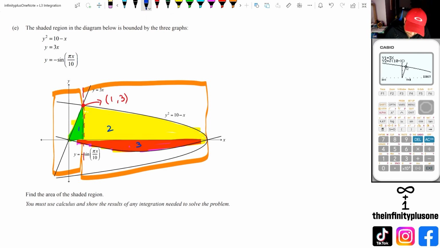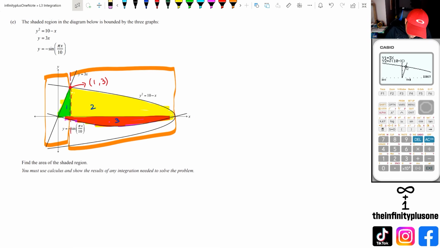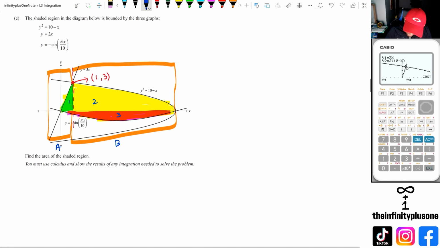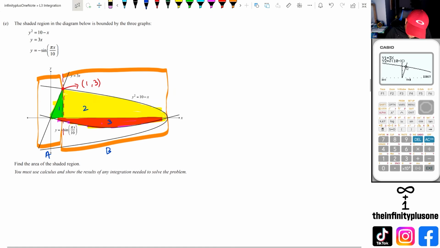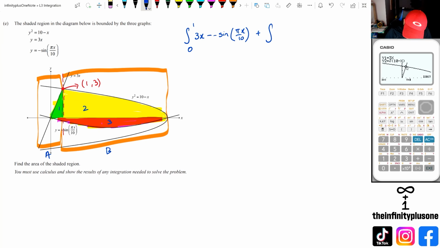Okay, so what that means is I've actually got 2 zones here. I've got zone A and zone B. So with zone A, I am going to do it between 1 and 0, and I've got 3x, which is the straight line, minus negative sine pi x over 10, plus then the next one is I need to figure out this point right here.